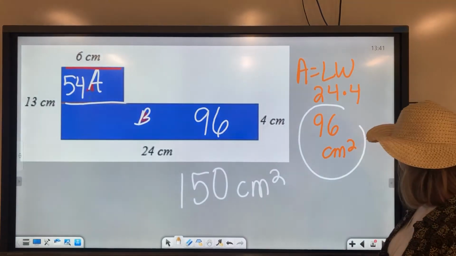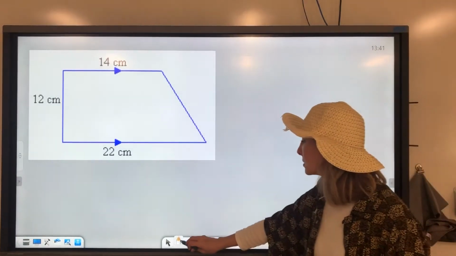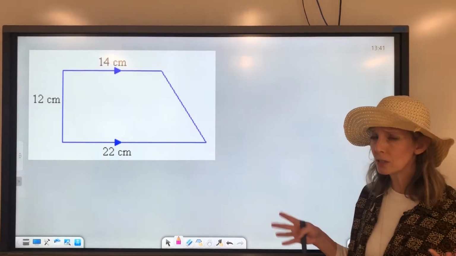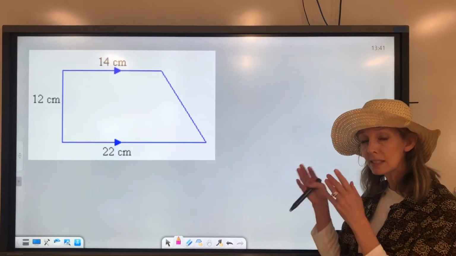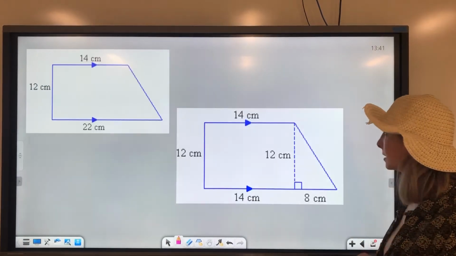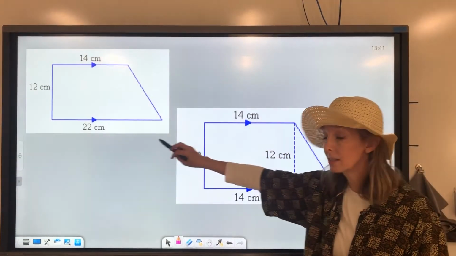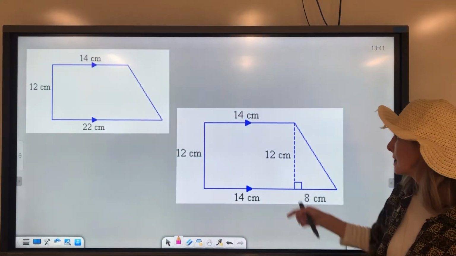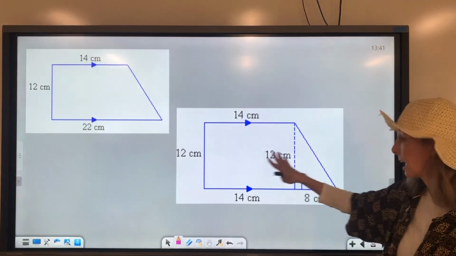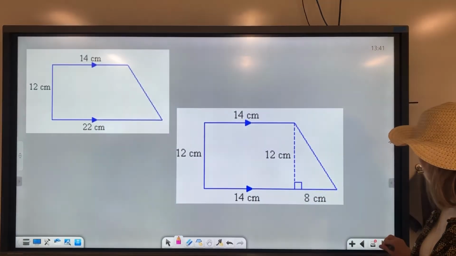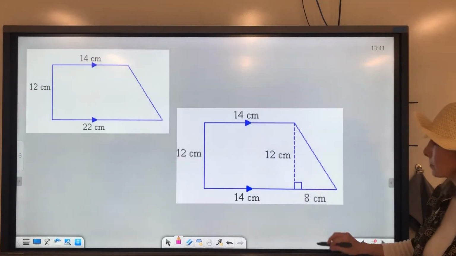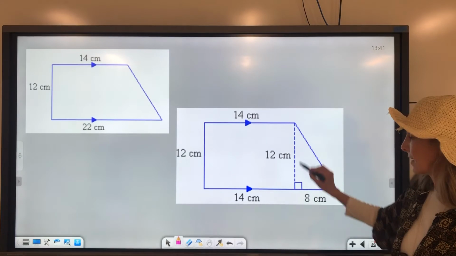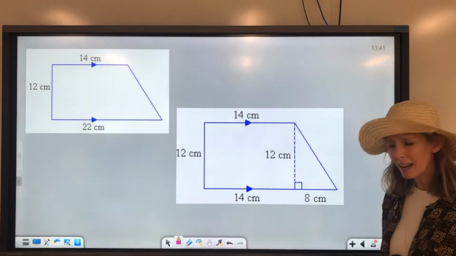Let's try some more. Okay, so I'm looking at this shape and not quite sure what to do with it. Let's take a look. If it's not already divided for you, maybe you need to go from this to drawing a line in here so you can easily see the two shapes. Now I see that I have a rectangle and I have a triangle.